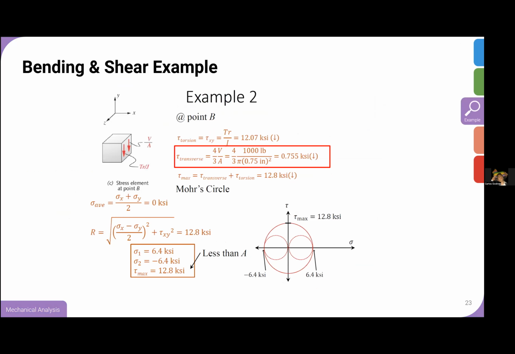Okay. Now we're going to point B. So that was the point of the bottom left. I'm just going to pull this out.